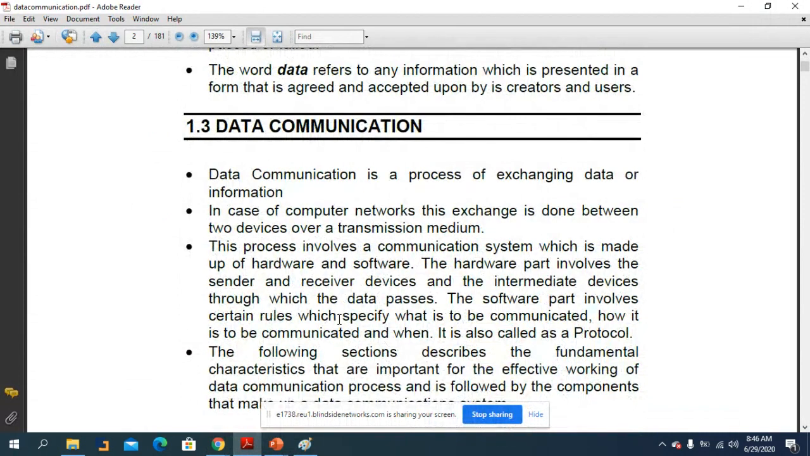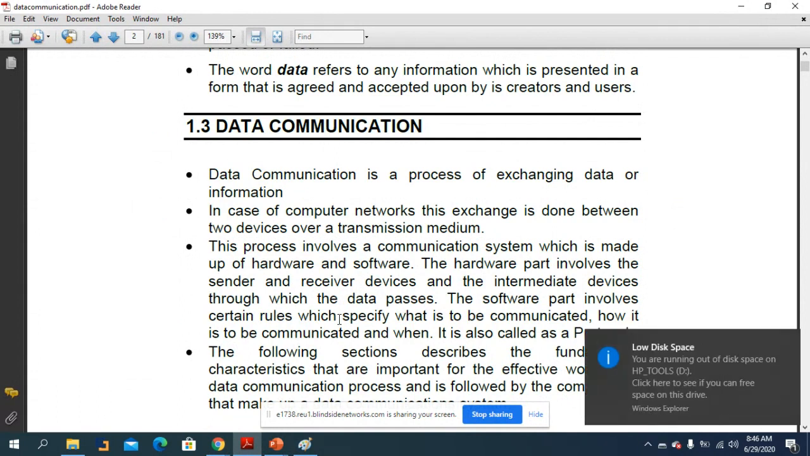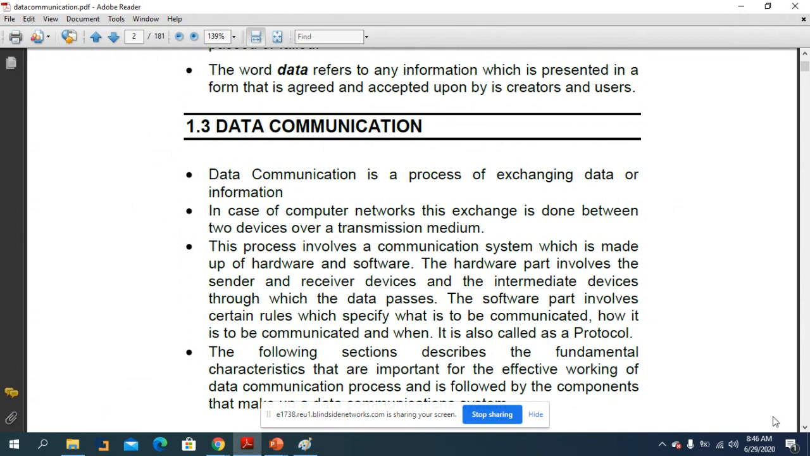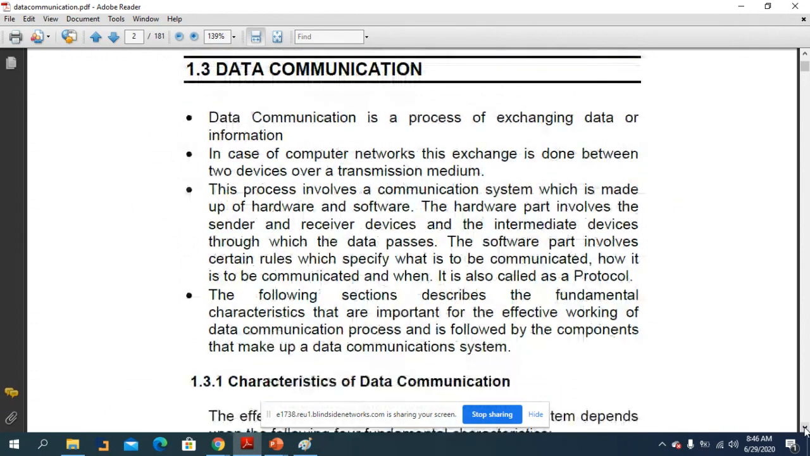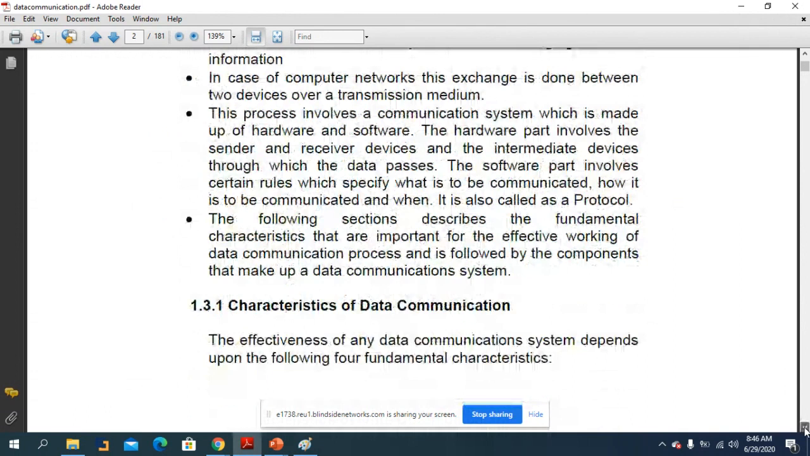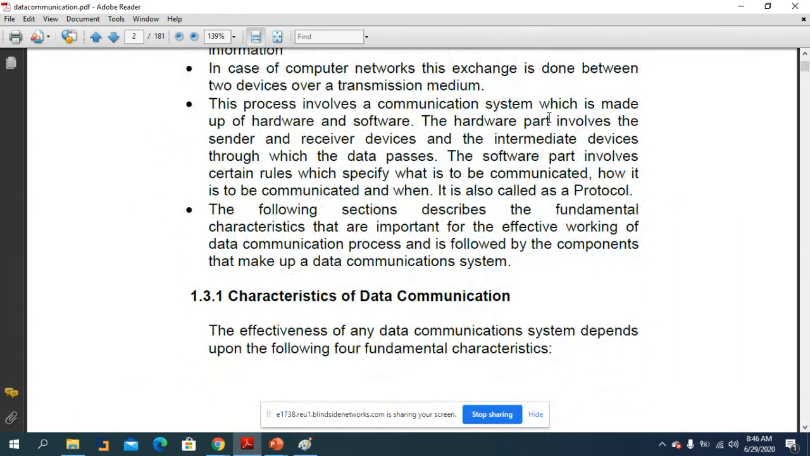That is why we are using maybe 802.11, 802.11b, 802.11a, 802.11c, etc., or 802.11ab or 802.11ac, etc. And within that communication, we are now able to get the respective data that we are supposed to get because the system has already communicated on that. So that's why we are saying this process involves a communication system, which is made up of hardware and software.